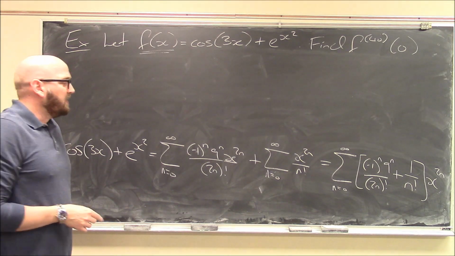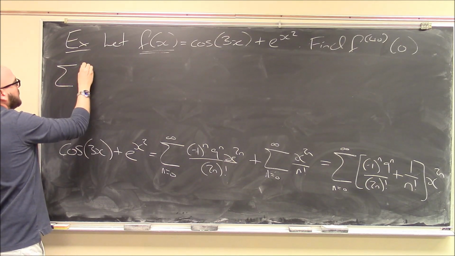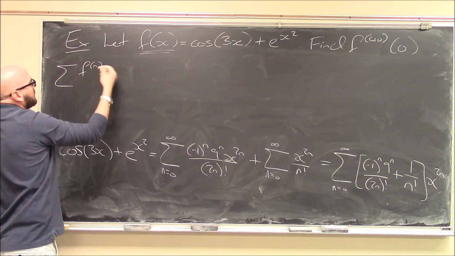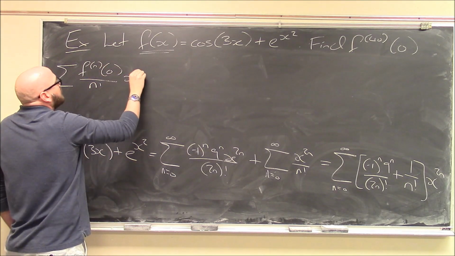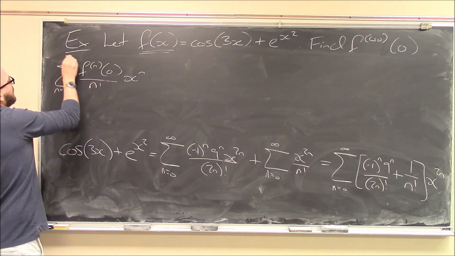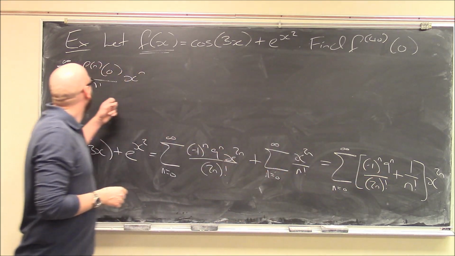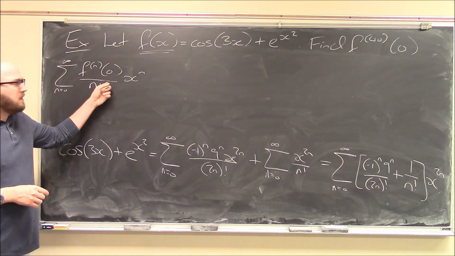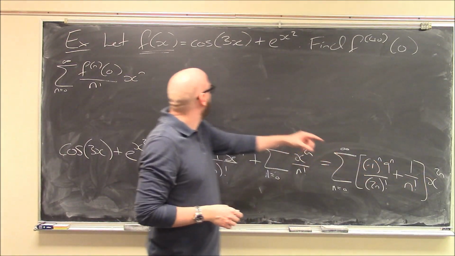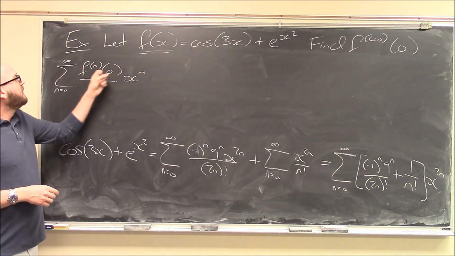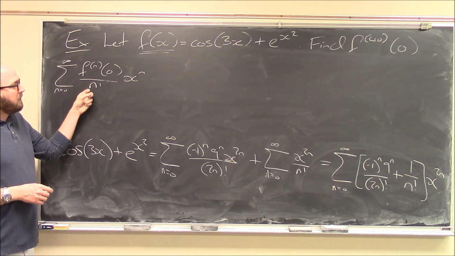So what now? How am I going to use this? Well, recall the general form of a Taylor series of a function: the nth derivative of f at 0 over n factorial times x^n. Right? So these coefficients here match up with these coefficients here. That is, the coefficient of the 40th power of x should be the 40th derivative of f at 0 over 40 factorial.